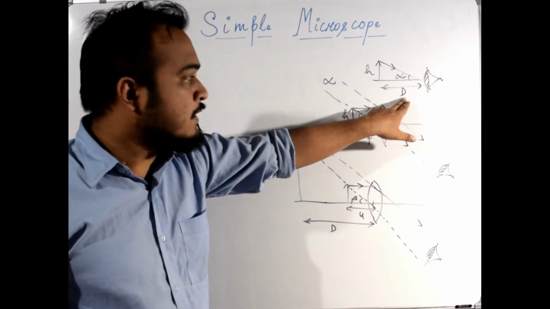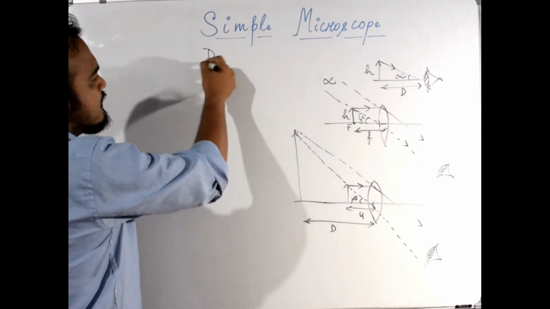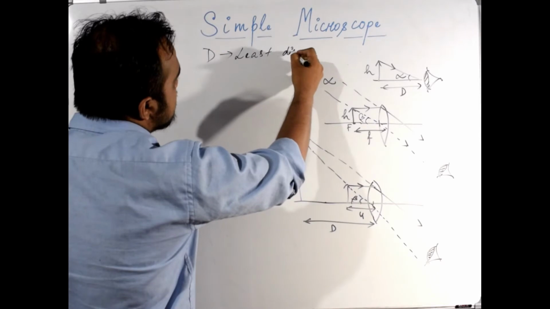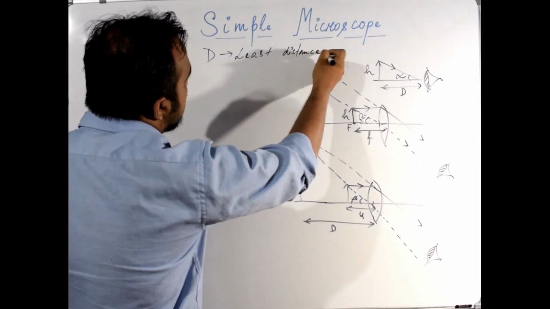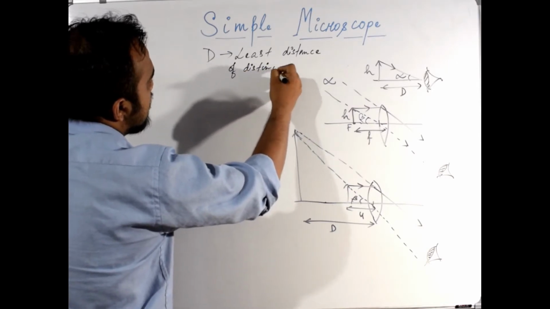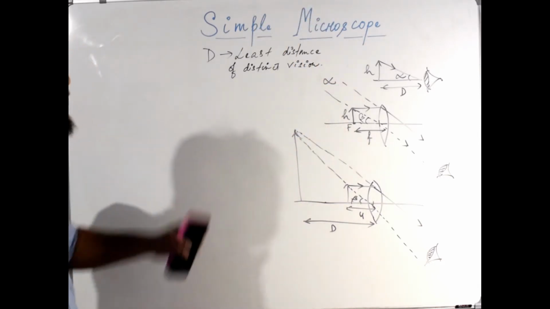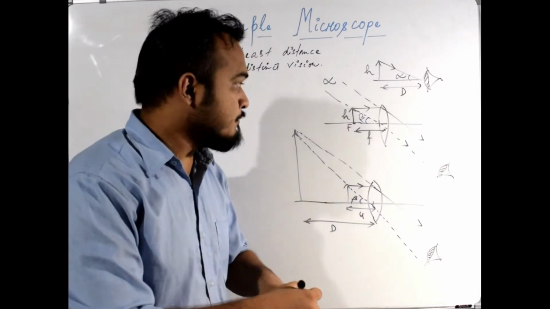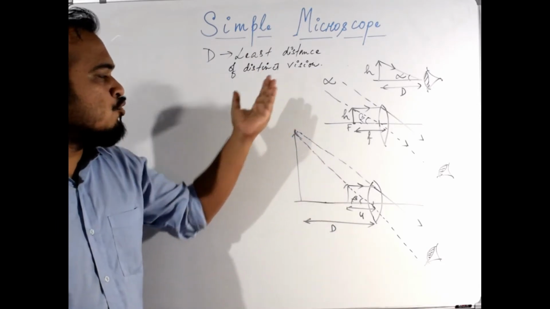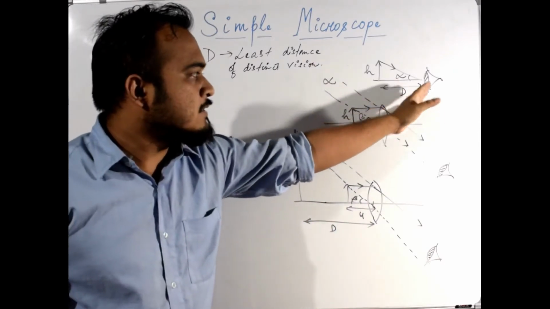Here capital D is the least distance of distinct vision. So what is the least distance of distinct vision? It is the minimum distance up to which our eye can see an object clearly.